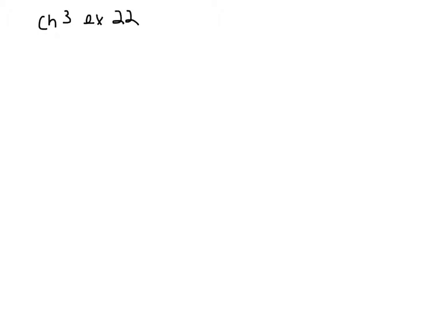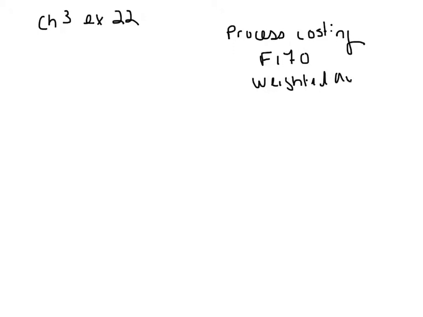So just to repeat again, for process costing, we have the FIFO method, we have the weighted average method, and then we have equivalent units. And under the equivalent units, we have FIFO and the weighted average.